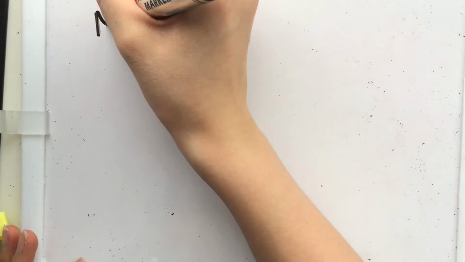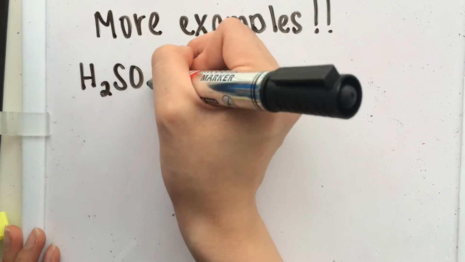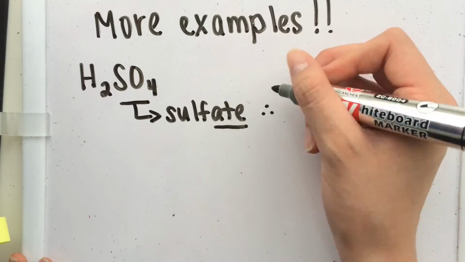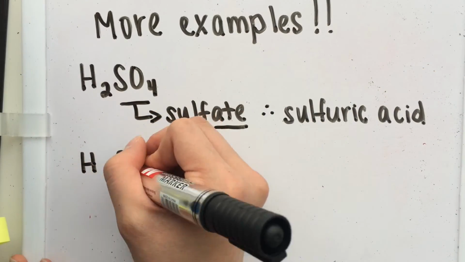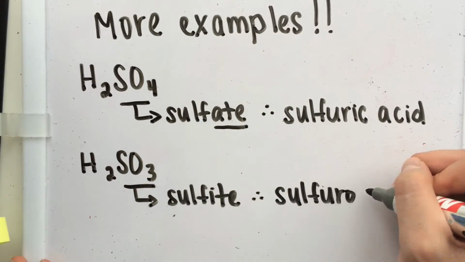Now let's go over some more examples. In H2SO4, the polyatomic ion is sulfate. Therefore, following the rules, we add ic and name it sulfuric acid. In H2SO3, the polyatomic ion is sulfite. Therefore, it becomes sulfurous acid.